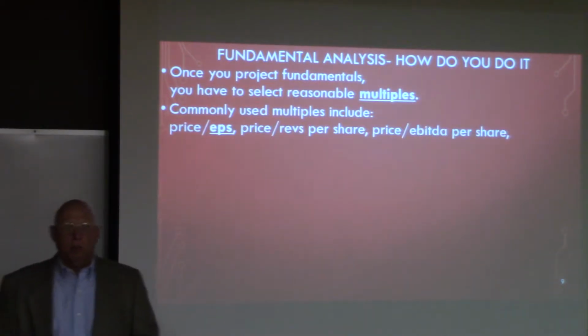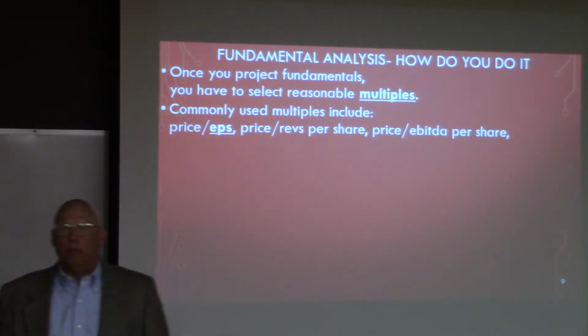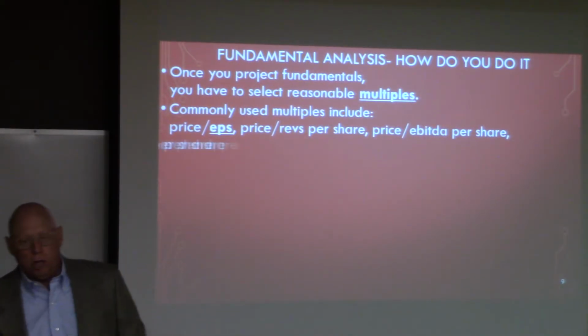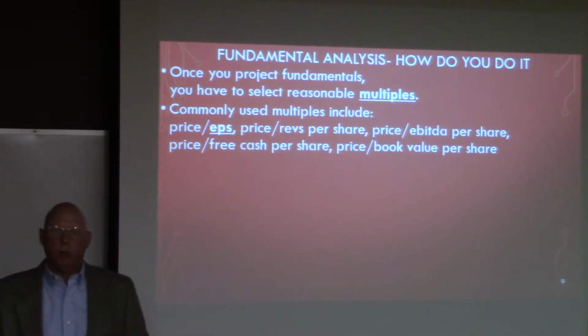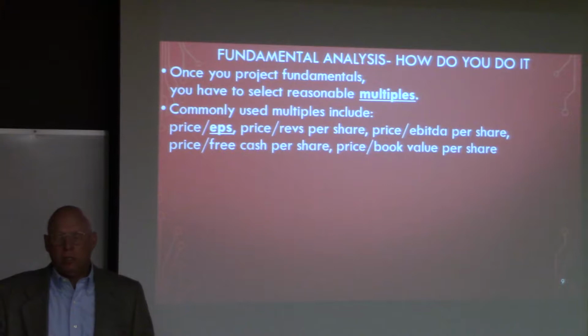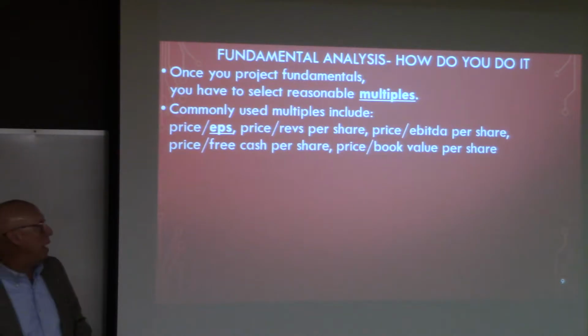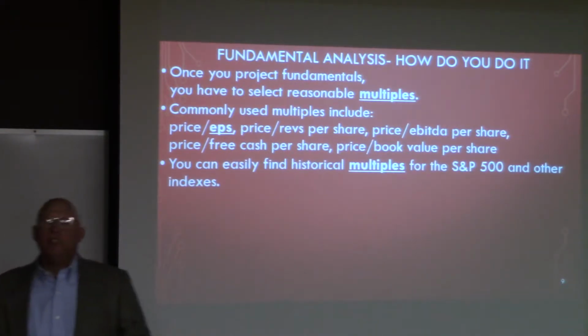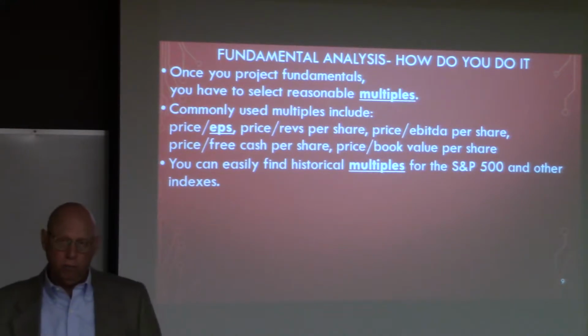Commonly used multiples include price to earnings per share, price to revenues or sales per share, price to EBITDA per share, price to free cash flow per share. If you are valuing a private business, typically you look at price to EBITDA or price to free cash flow, price to book value per share. So these are the multiples that are commonly used by investors. You can easily find historical multiples for the S&P 500 and for other indexes. There's a lot of information out there about prices and about multiples, about fundamentals as well.